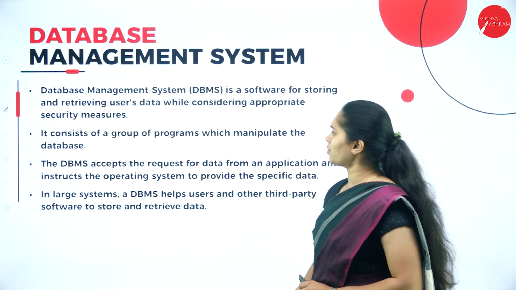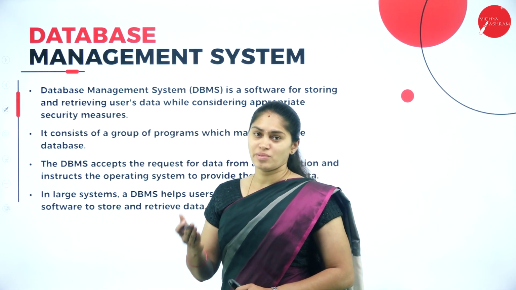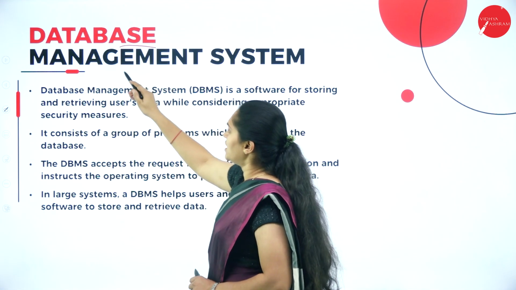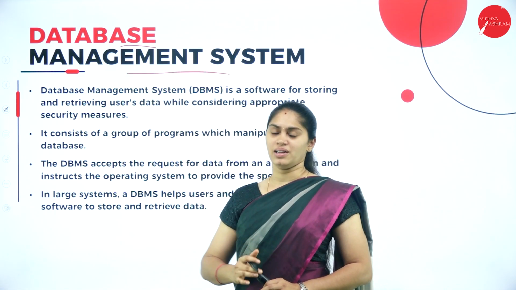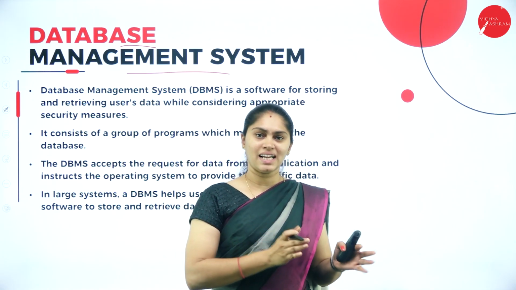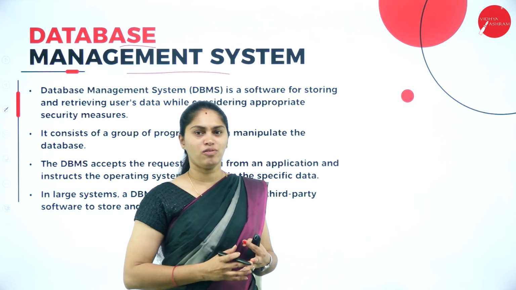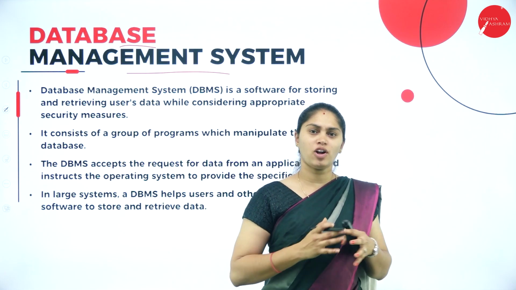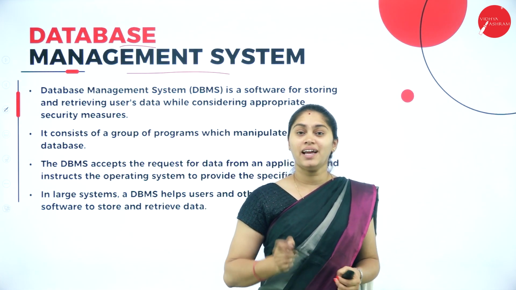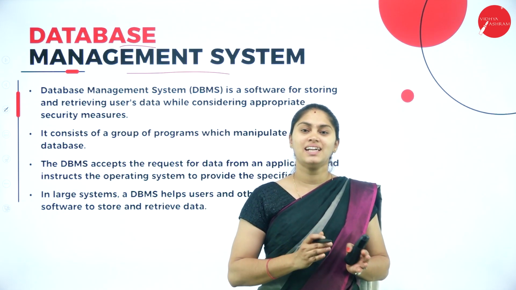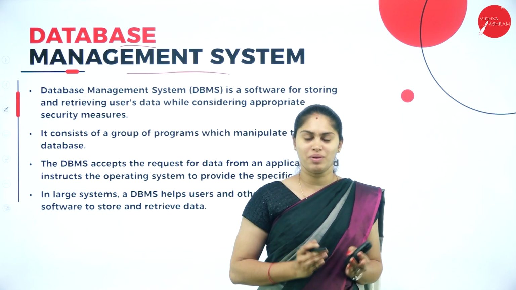Fine. Next, here you can see the database management system. Don't get confused. Database is different. Database management system is different. So database is what? A collection of logically interrelated data. In order to manage all those data, I require one intelligent software. Then we are calling that software as what? DBMS, or a database management system.